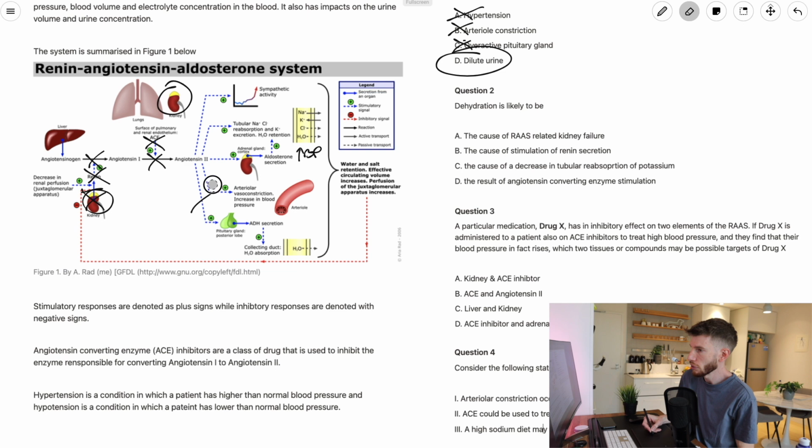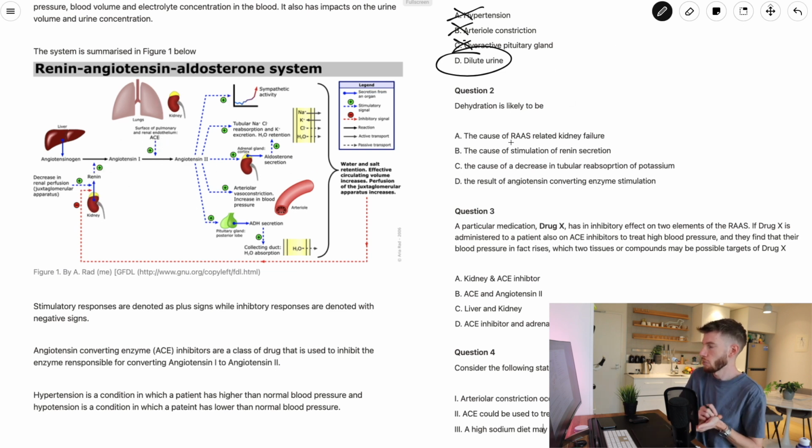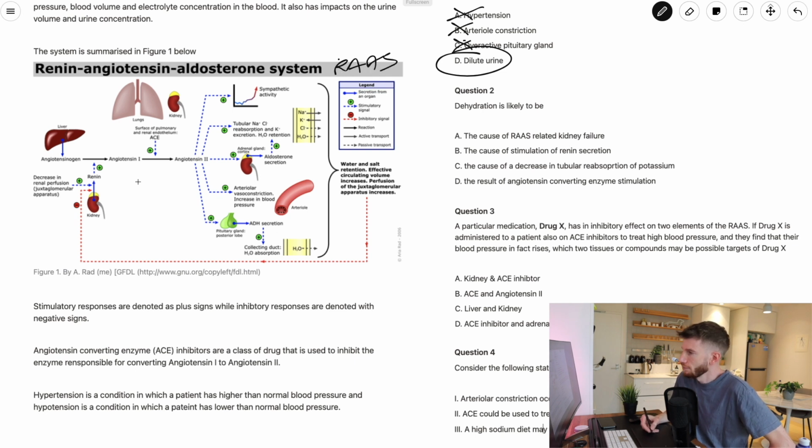So again, let's just get rid of all this. So dehydration is likely to be the cause of RAS-related kidney failure. Let's have a look here. So RAS, first of all, is just the whole system. So this whole thing is RAS. Kidney failure. So it's pretty unlikely because there was no talk of kidney failure in the actual question. That seems to be outside of the stem itself. There was mention of kidney failure in the previous question, almost like a word association trick, but there's nothing that suggests kidney failure is occurring. So that one already doesn't look very good.